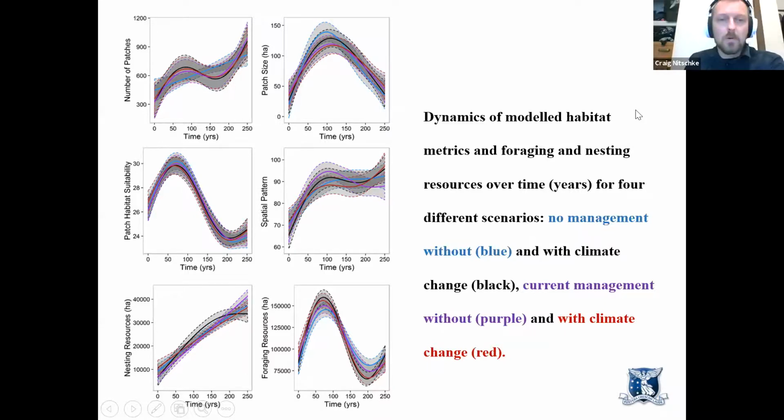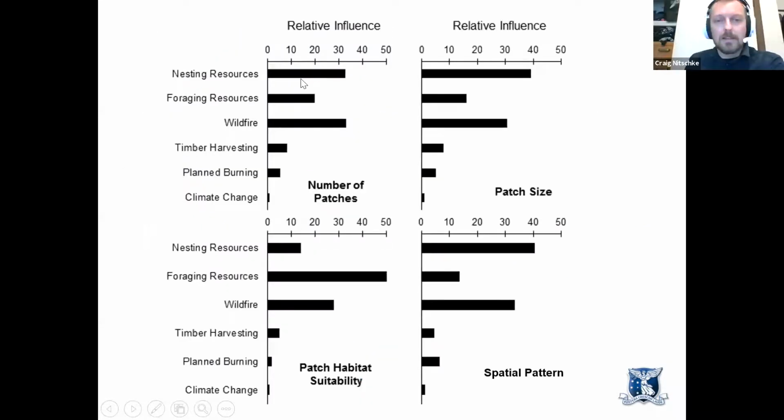And what we can see again is that nesting and foraging, yes, they're important on all these metrics, but look at wildfire. That's the most influential landscape process on the habitat. Yes, timber harvesting and planned burning had influences that were smaller, but the big one was wildfire. Now, climate change is interesting. You think, how is it a very small influence?